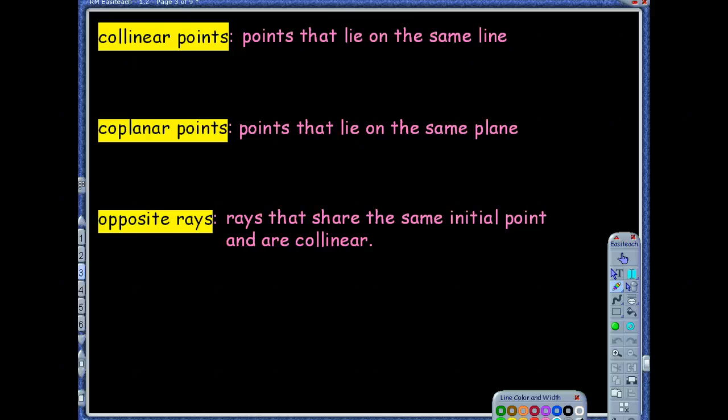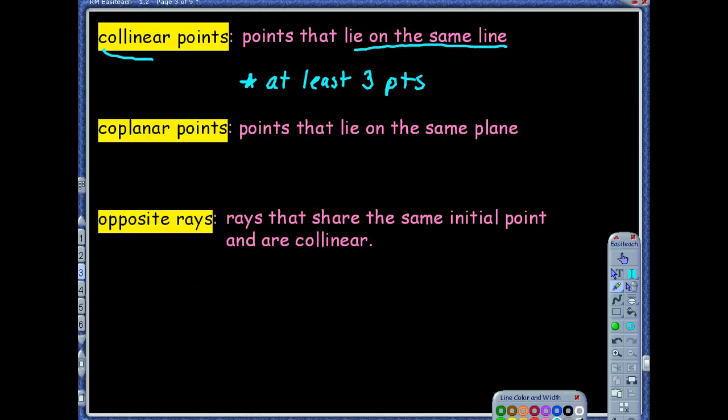Now, the next 3 terms that we have here, we've already mentioned collinear. It says collinear points are points that lie on the same line. Now, a line contains at least 2 points, right? So if we were talking about collinear points, points that lie on the same line, 2 points are always on the same line. So how many points do you think we need? We just need 2 then, right? Well, if we need 2, that means all points are collinear. Oh, so we need 3. So we need at least 3 points to be considering collinear. Because otherwise, of course, there's going to be a line between them.